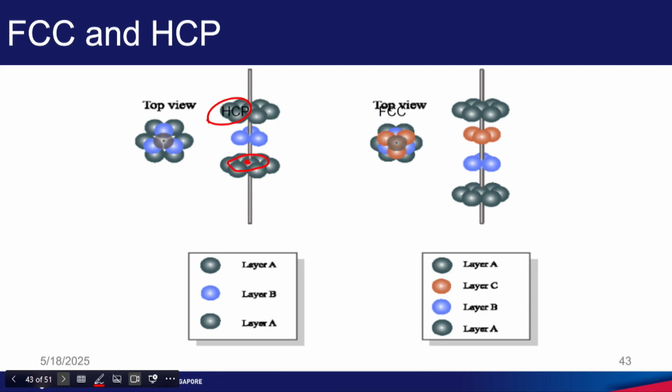7 atoms including the center atom. So, this is what we call A plane. The next plane you will have like 3 atoms, then next is similar to A. Okay, so, you will be stacking atoms like this.